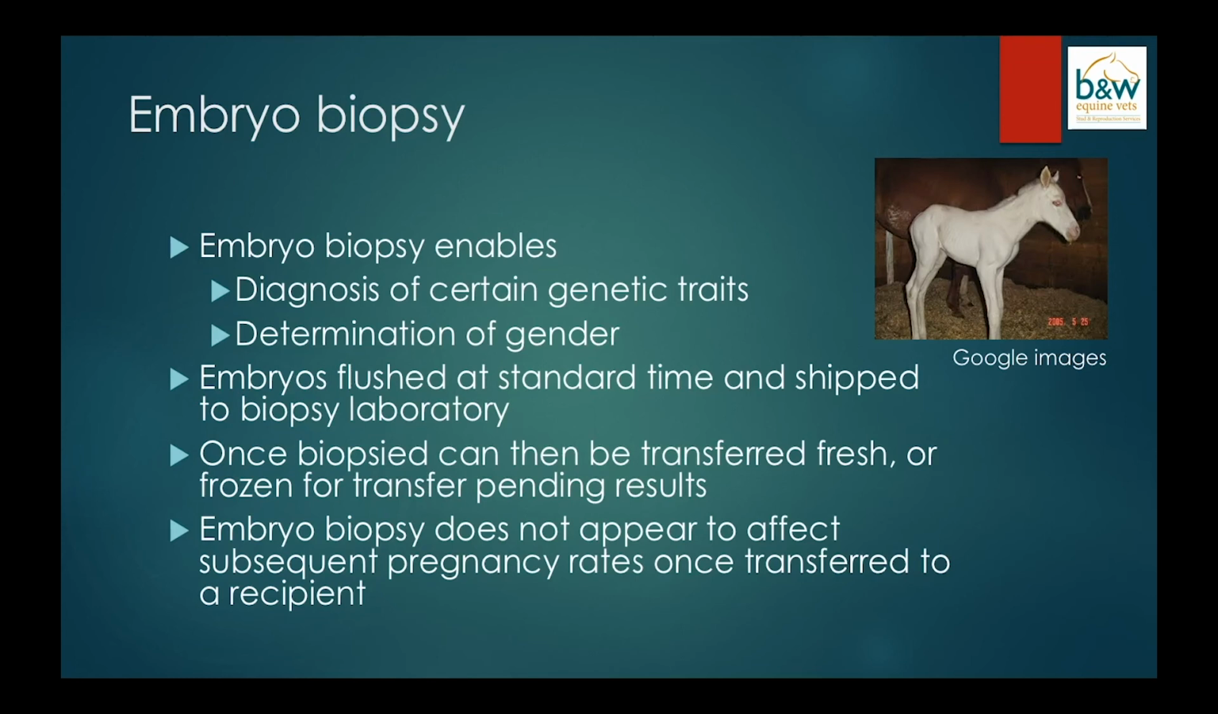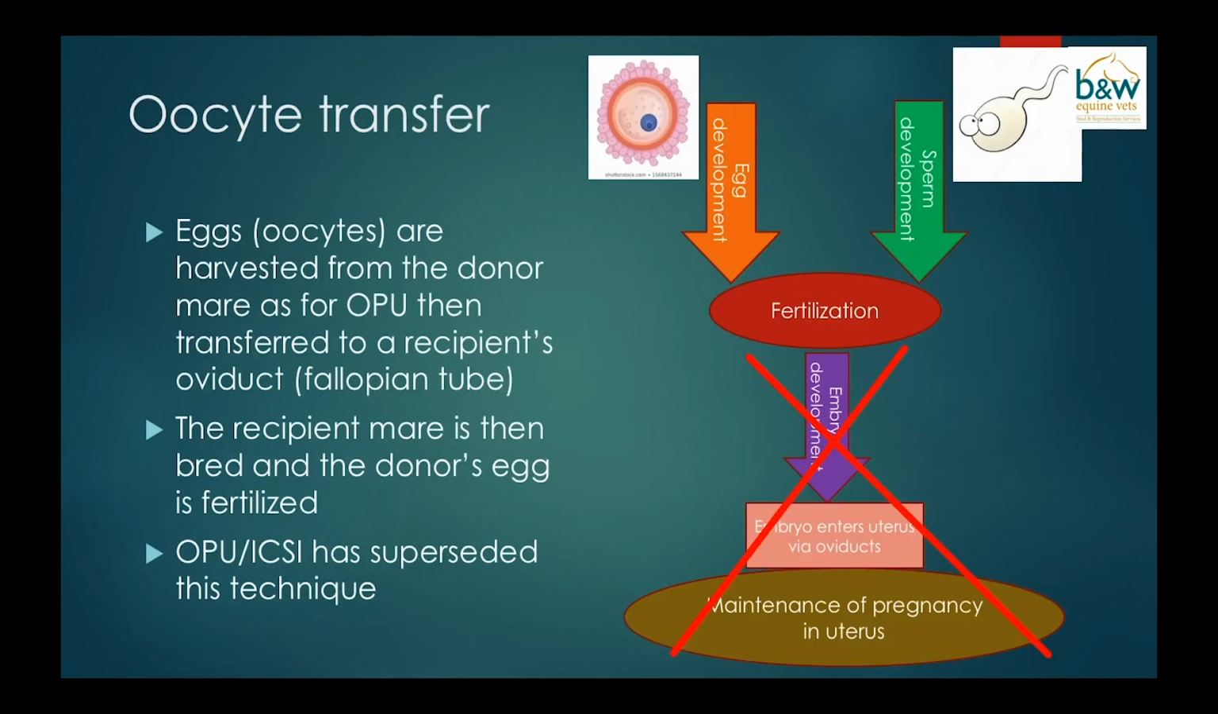The biopsy process does not seem to affect subsequent pregnancy rates once transferred to a recipient, so there isn't significant concern over that. So another technique we have is oocyte transfer. So this is where eggs or oocytes are harvested from the donor mare, as for with OPU as we discussed, and then transferred to a recipient mare's oviduct or fallopian tube, and that recipient mare is then bred, and the donor's egg is fertilized.